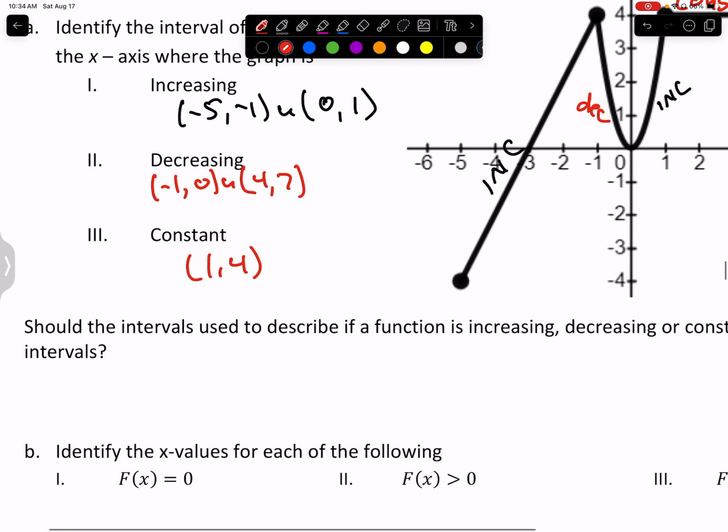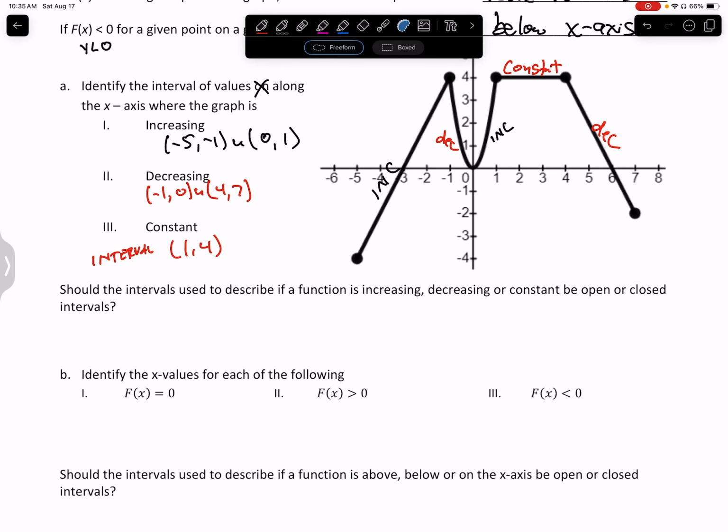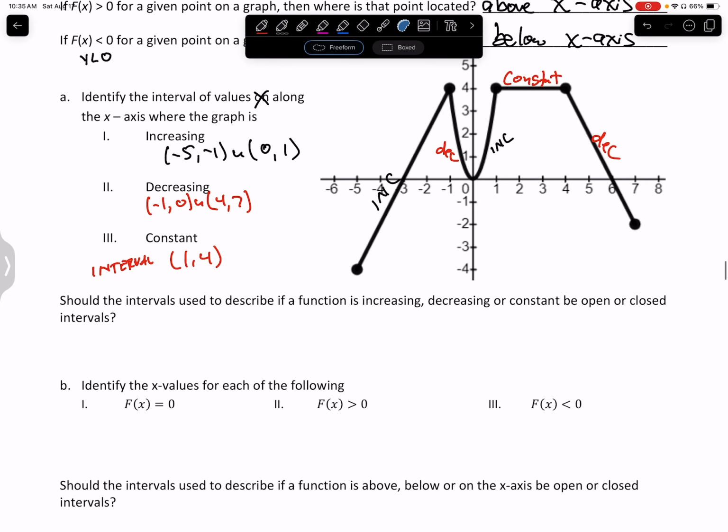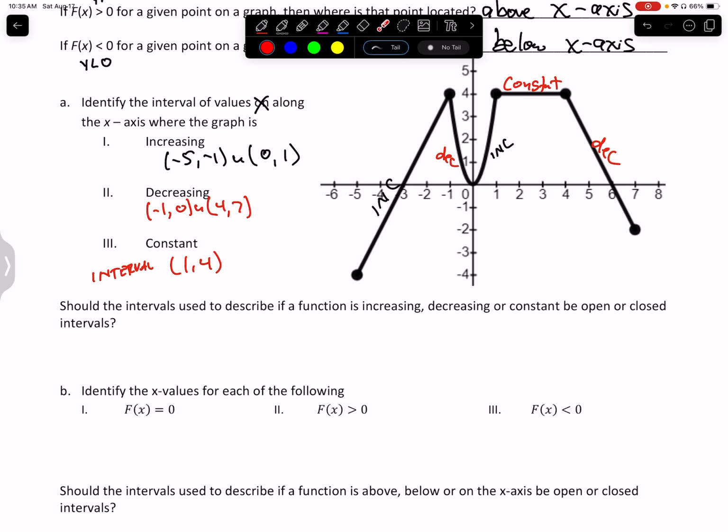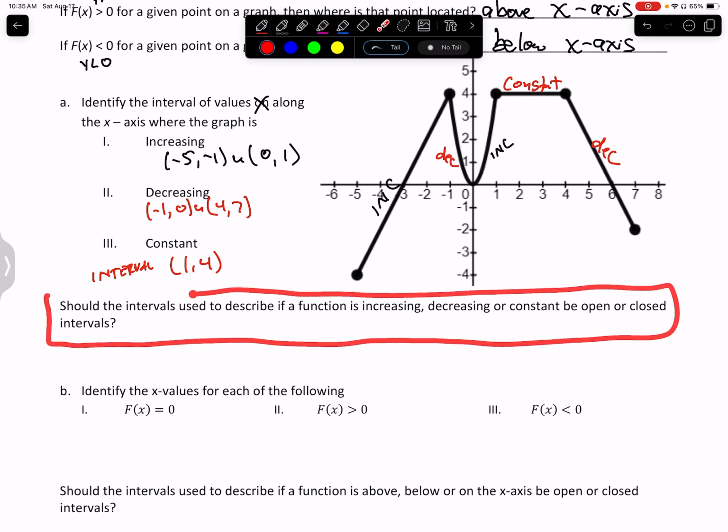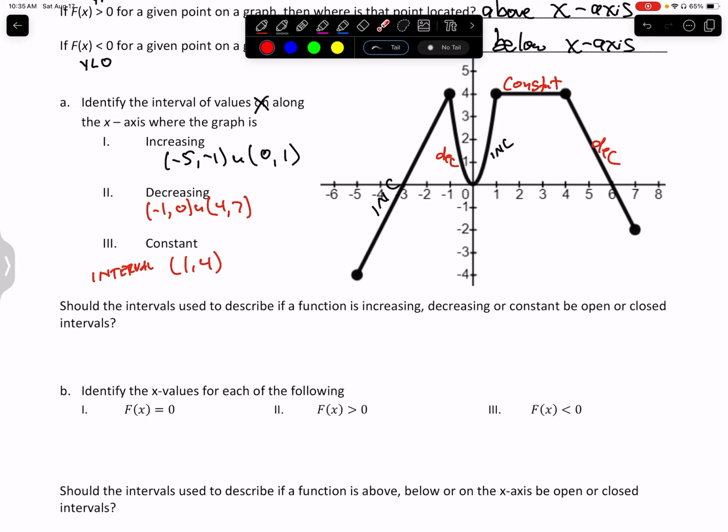Now you might look at this and think this is an ordered pair. So I'm just going to write the word interval to avoid any confusion. If you didn't write the word interval, I'm just going to assume you meant it was an interval. So you don't have to write it. All right. Hopefully you know the answer to this question. Should the intervals used to describe if a function's increasing, decreasing, or constant be opened or closed intervals?